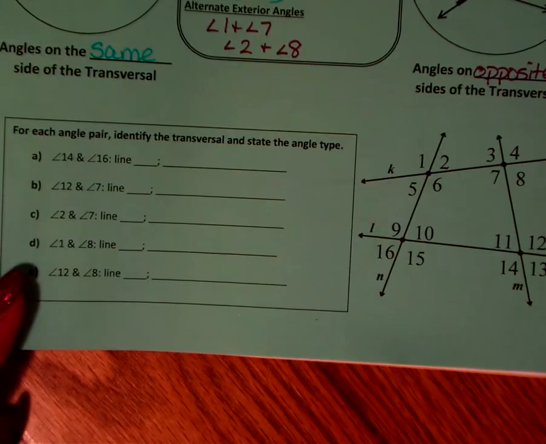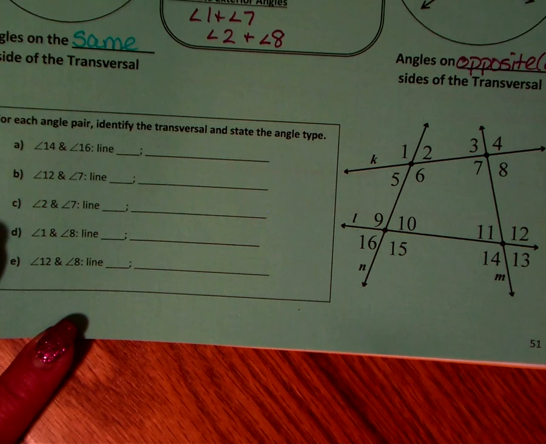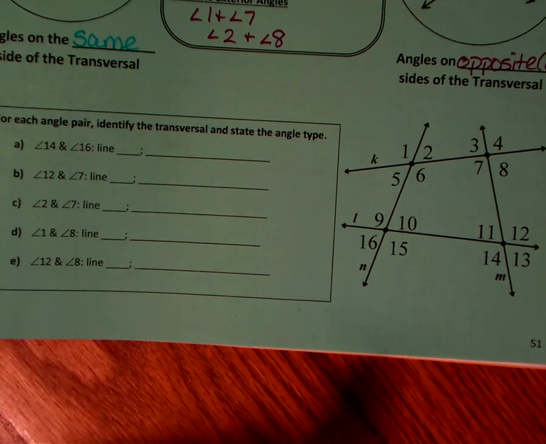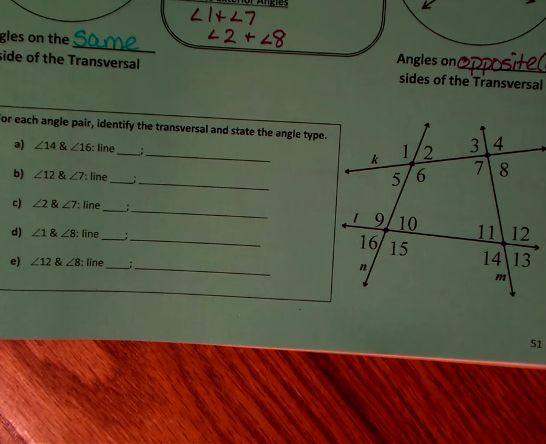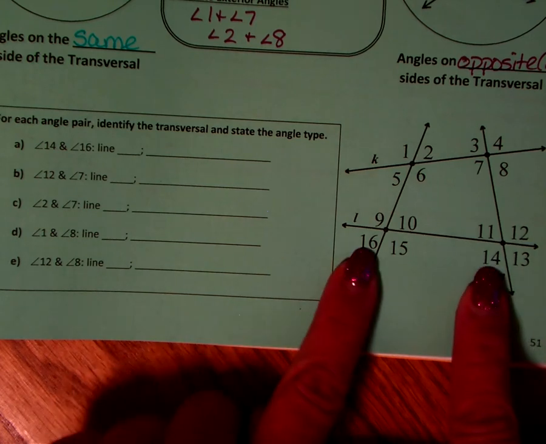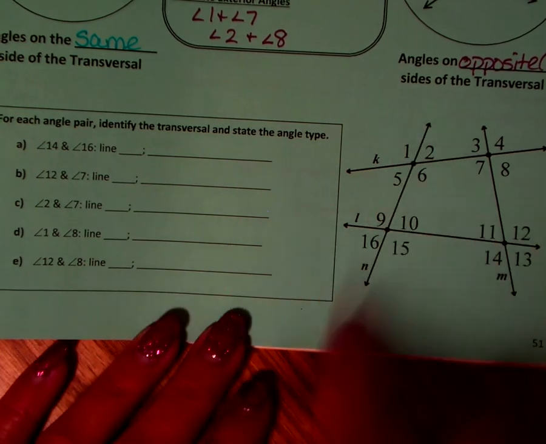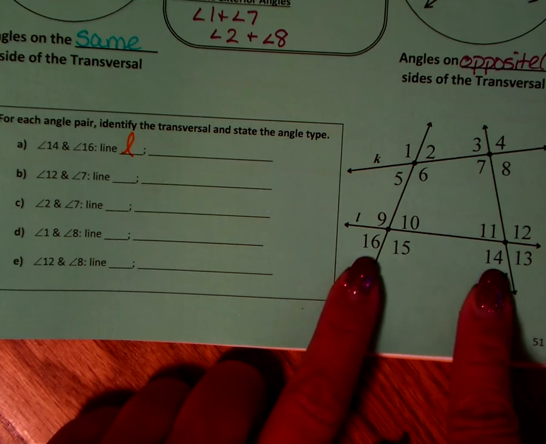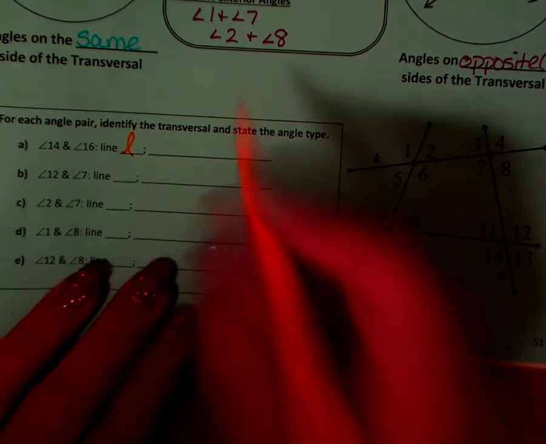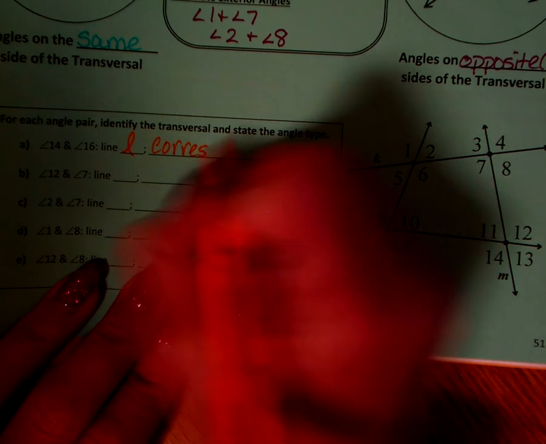For each angle pair, identify the transversal and state the angle type. So looking at angle 14 and 16, which is the transversal? It would be this one cutting through these two lines. So L would be the transversal. And what are 14 and 16? Out of the 4 choices, they are corresponding angles.